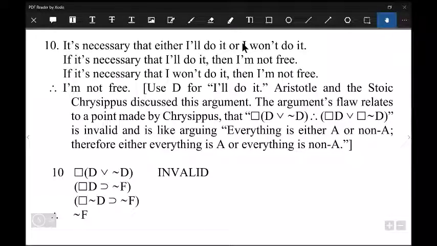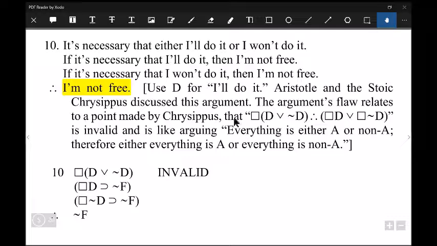This is another philosophical one. And it goes back to the ancient world, Aristotle and the Stoics. And it's an argument for fatalism, that whatever happens, happens of inherent necessity, so we can't be free. So we're not free.